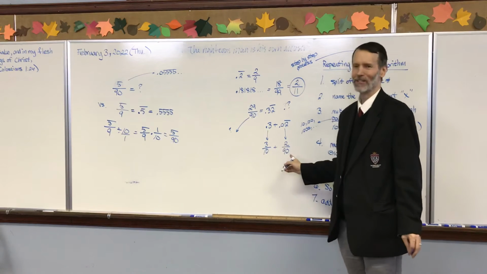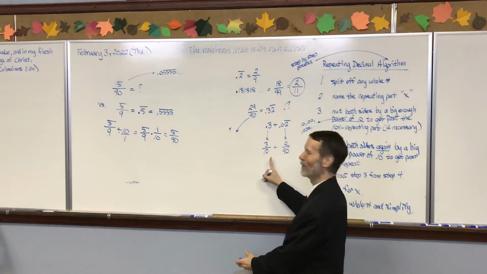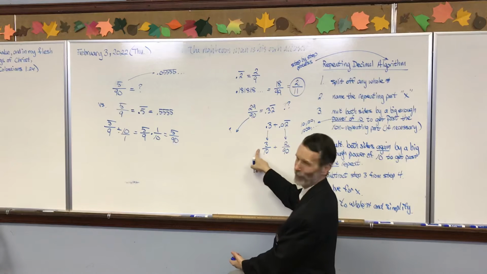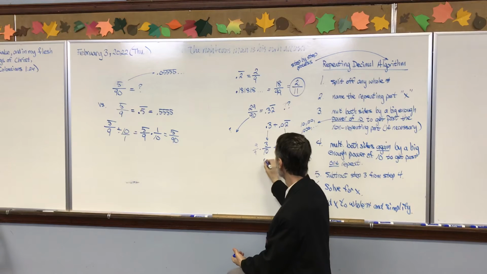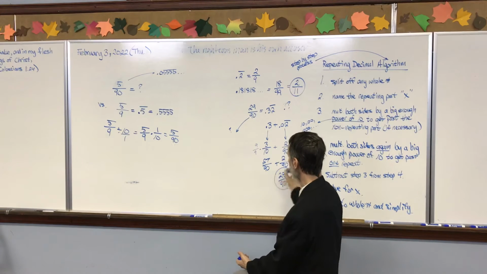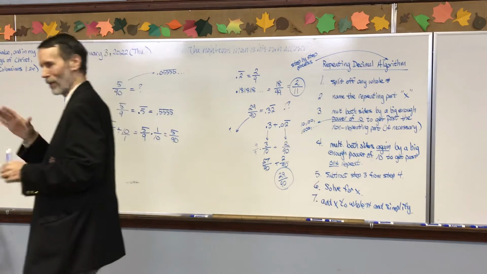How do you add fractions? You need to find a common denominator, like what? 90. What does this have to be bigger by? 9. Top and bottom. What's this going to give you? 27 over 90, plus 2 over 90, which is what? 29 over 90. Ta-da! We just solved the magic problem, so to speak. Questions?